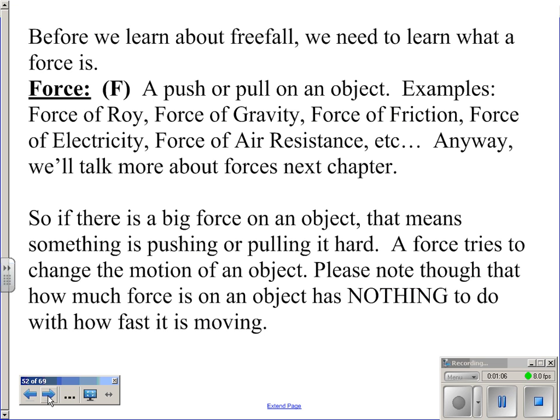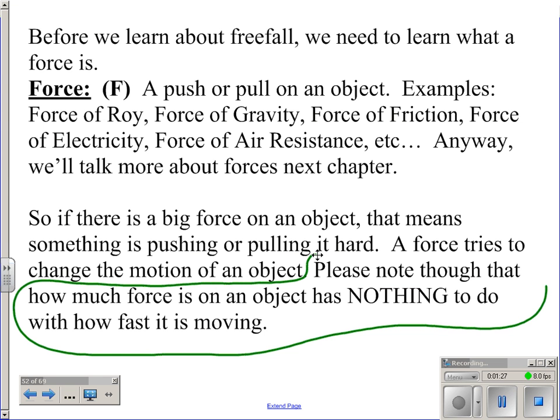What I want you to know now is that force is a measure not of how fast the object is moving, but of how hard the object is being pushed. And it says here, if there's a big force on an object, that means it's being pushed or pulled hard. The force tries to change the motion of an object. And this last part is the important part. Please notice that how much force is on an object has nothing to do with how fast it's moving.